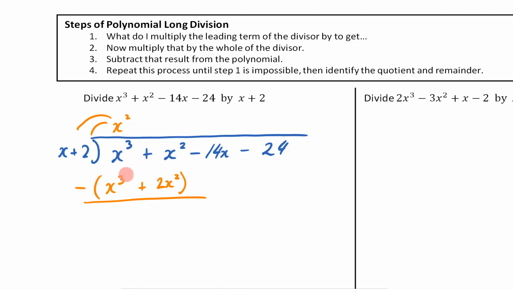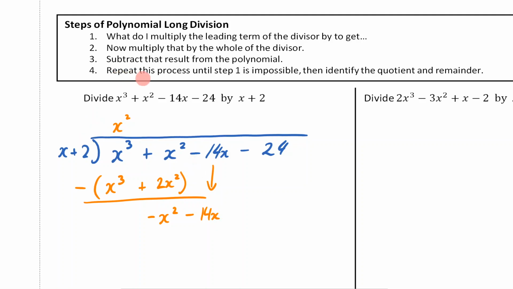Now x cubed minus x cubed is 0. And if you've done it correctly, this should always be 0. So if you don't get 0 there, something's gone wrong. So I don't even put 0 there, I just leave it blank because I always know that it's going to go away. Then I go x squared minus 2x squared is going to be negative x squared. Then I carry down my next term, so negative 14x. And that's my first step. So that's my first step done.